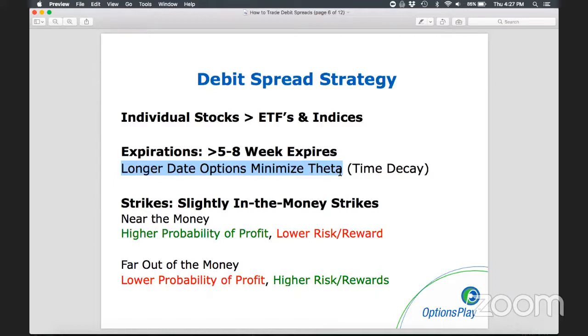So that's why when you're trading debit spreads, it's the exact opposite strategy of credit spreads. Credit spreads, you want to trade those 2-3 week expirations because that time decay is as fast as possible. On debit spreads, you want to do the exact opposite. You want to go further out in time.